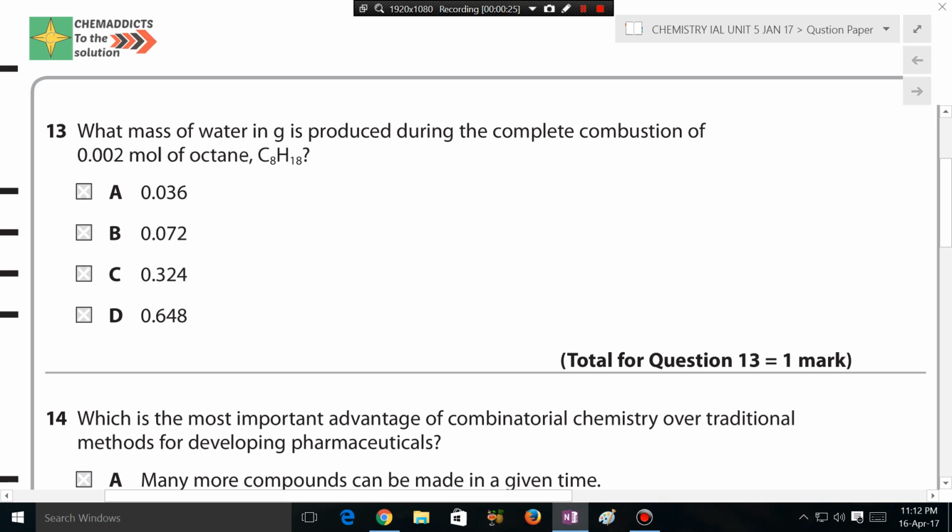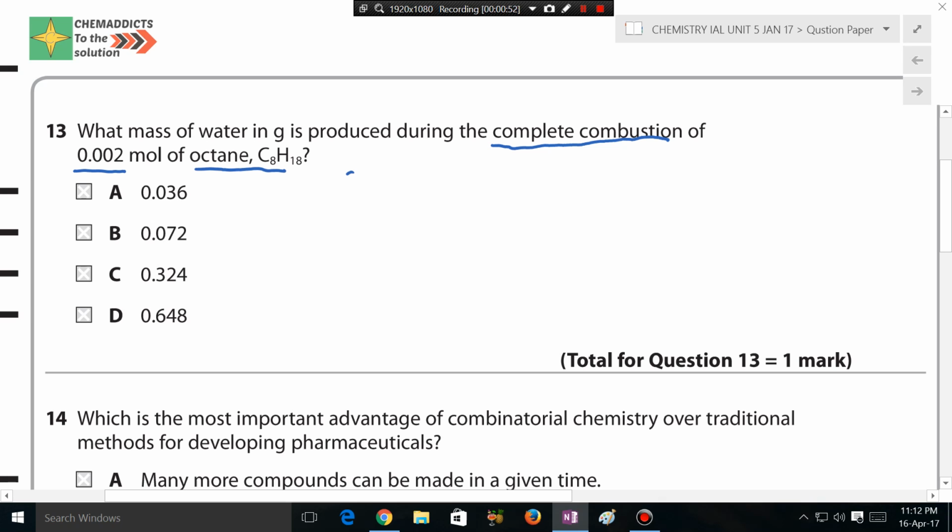Actually, question number 13 is similar to question number 12, if you have solved it. So here, let's read the question. What mass of water in grams is produced during the complete, may I repeat, complete combustion of 0.02 mole of octane? Okay, so let's construct an equation.